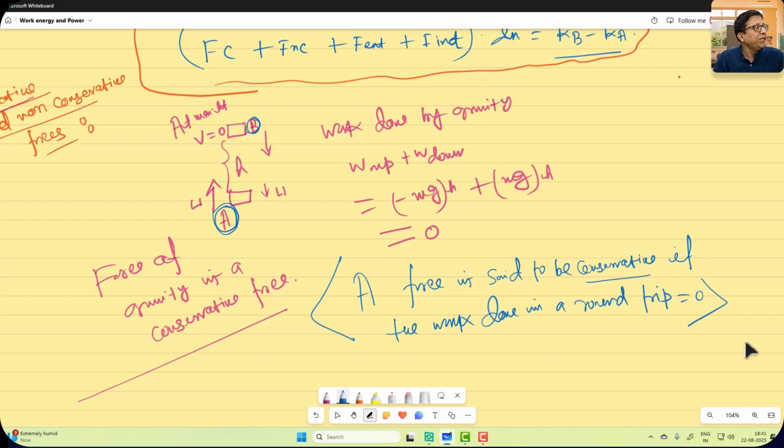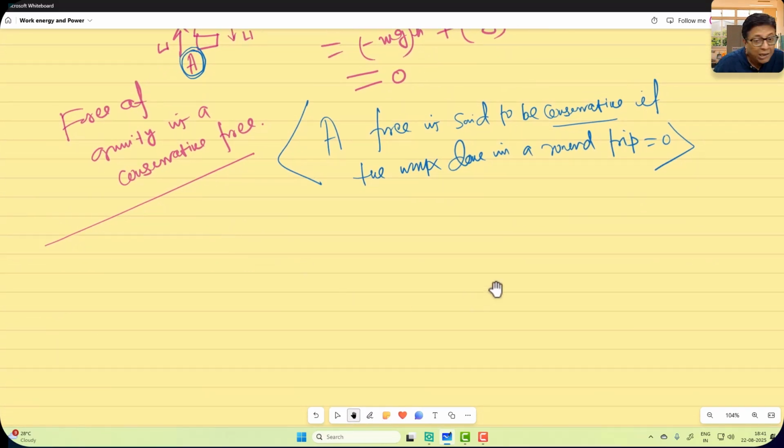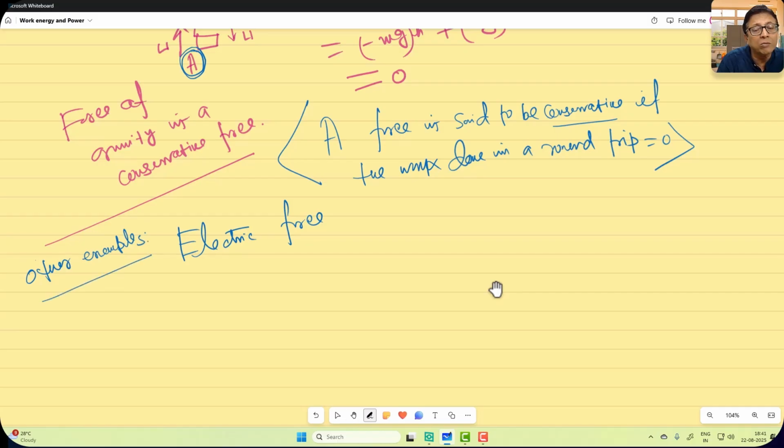Any other example in your mind for a conservative force? A conservative force where the work done is 0 will be conservative only. I am just writing 2 more examples here. The electric force. Electric force is conservative. Other examples are beyond our scope now. This will not be done in more detail.